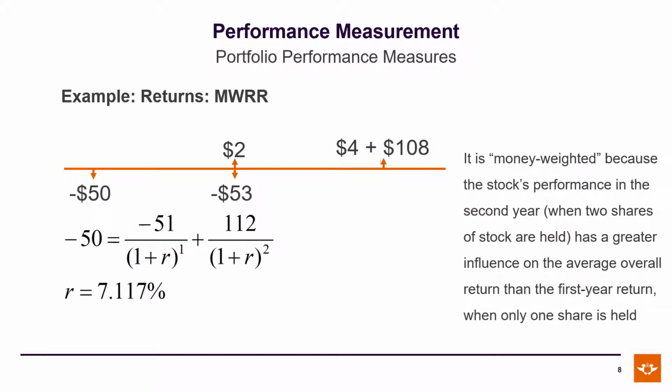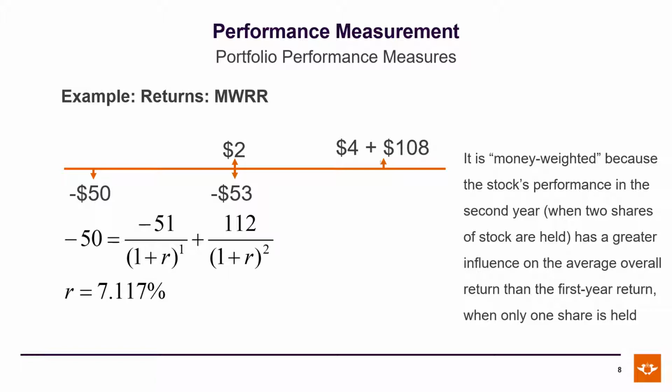We're going to start by calculating the money-weighted rate of return. To do this, we start by drawing our timeline. At time 0, or now, you have a $50 outlay because you have bought a share for $50. At time 1, the end of the first year, you again have an outlay for buying a share, which is $53, but you've also received $2 in dividends for the share you own. At time 2, the end of your investment horizon, you've received $4, which is $2 in dividends per share for the 2 shares you own, but you've also sold those 2 shares for $54 each.